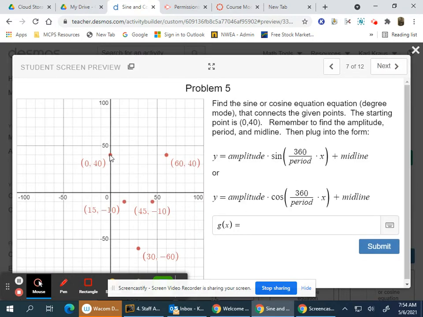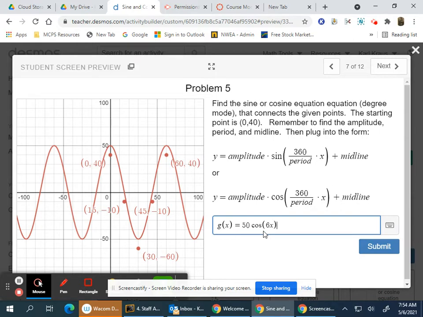Problem 5 starts at a max, ends on a max. That's a cosine curve. The amplitude goes from -10 to 40, which would be 50. The cosine curve. 360 divided by 60 is 6. And then my center line is -10.